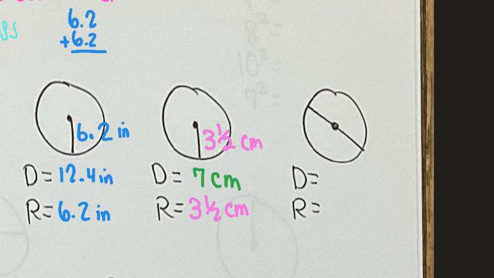All right, this time I'm going to give you a diameter. The diameter is going to be 82 inches. Can you tell me the radius? The radius would be half of that, which is 41. 41 inches.